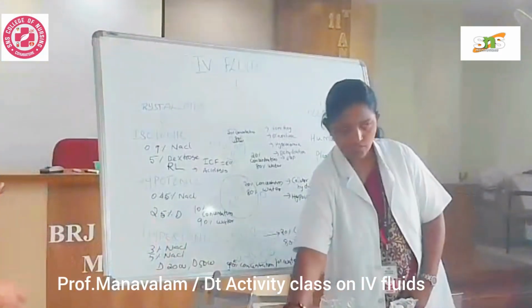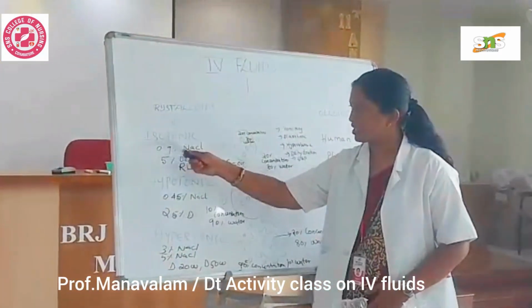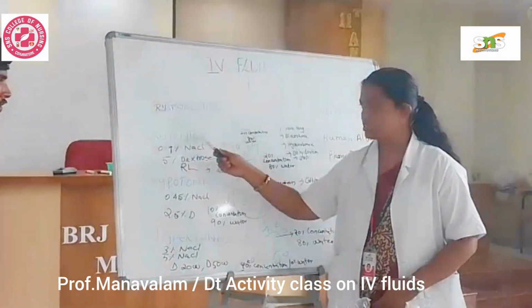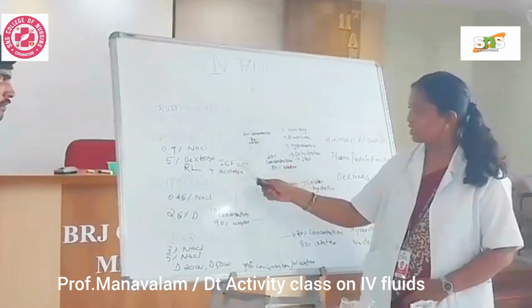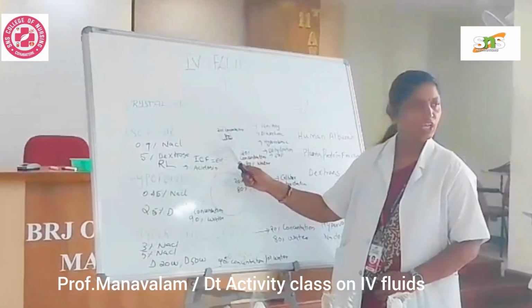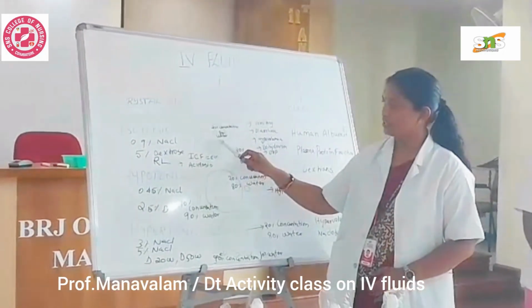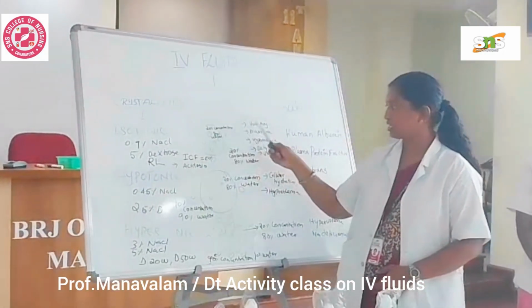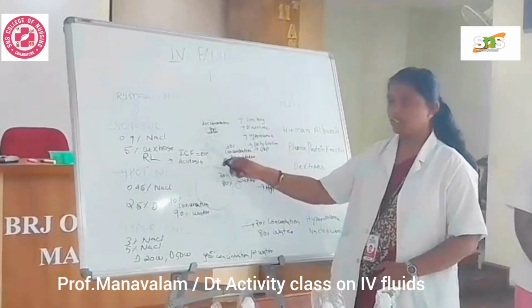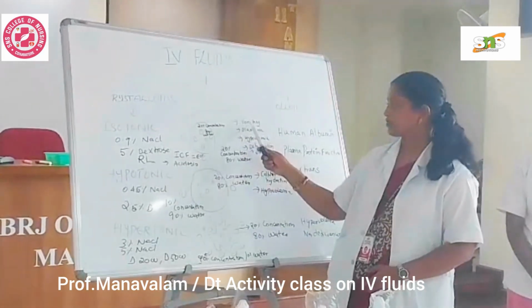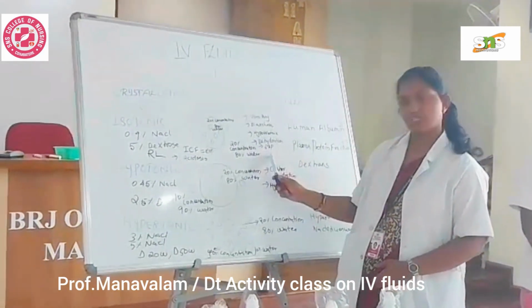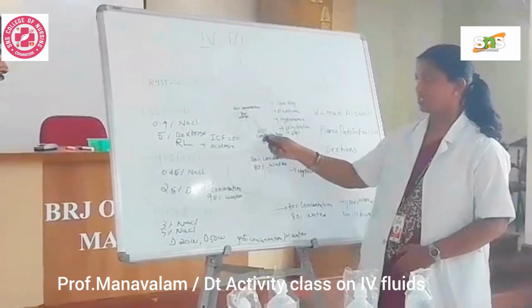So isotonic solution means iso, same strength. Both intracellular and extracellular compartments have the same concentration, so there is no fluid shift between these two compartments. It is commonly used to maintain normal fluid volume in case of vomiting, diarrhea, hypovolemia, dehydration, and maintaining the blood pressure.